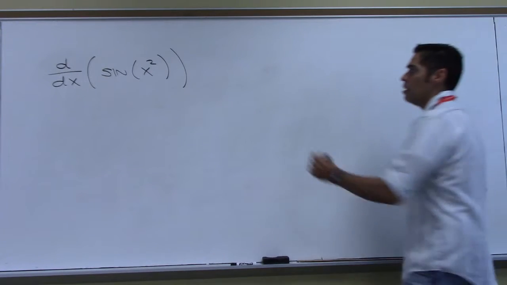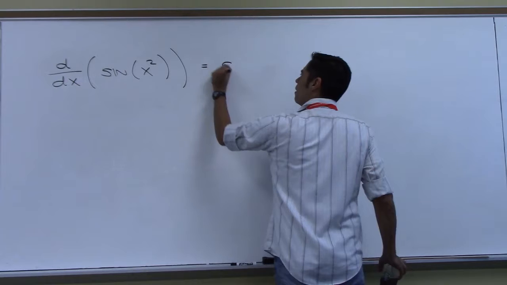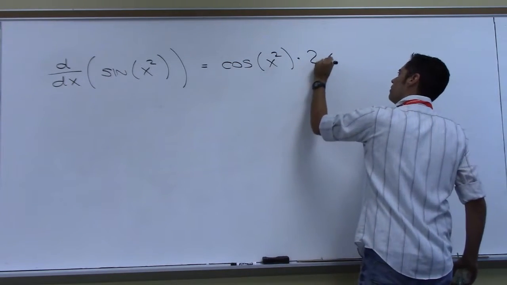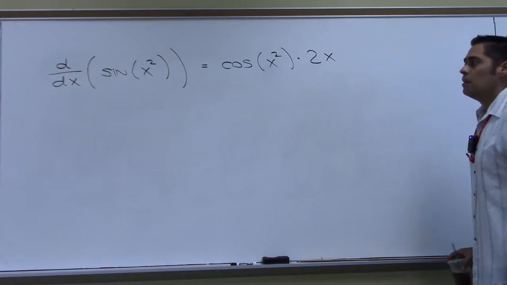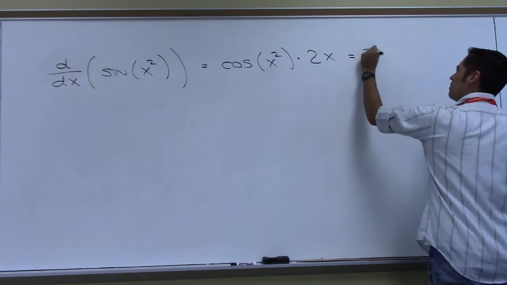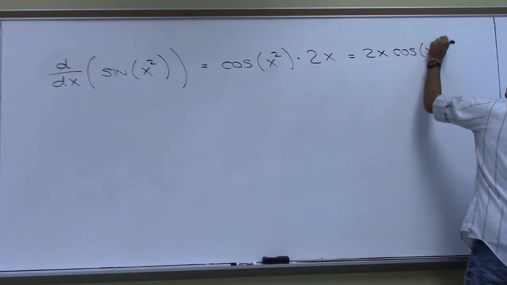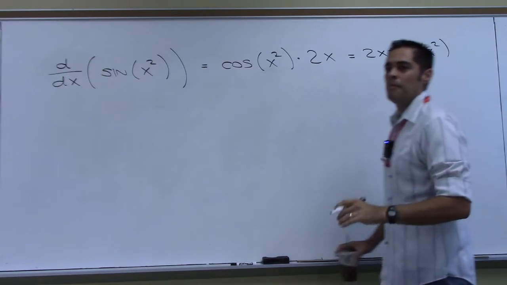Okay, so cosine of x squared times 2x. Okay, that's it. So chain rule, right? And of course you could reorder it. Sometimes we like to put those numbers in the variable out front, and we're done. That's it. That's Cal 1.